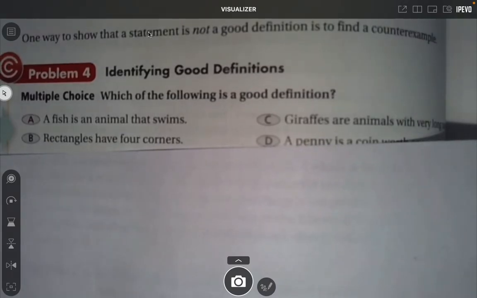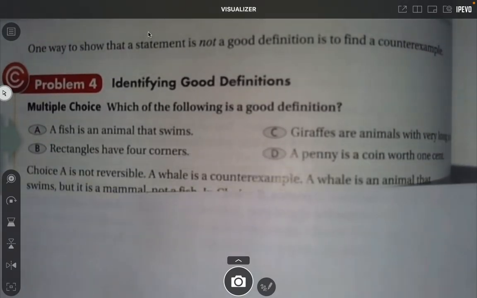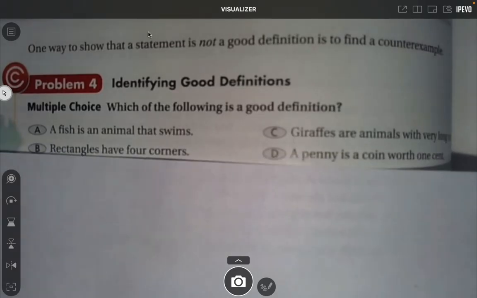This is the ones I was waiting on. Okay. You have to determine which one of these is a good definition and which ones are not. And if it's not a good definition, maybe find a counterexample. This one just says which one is a good definition.